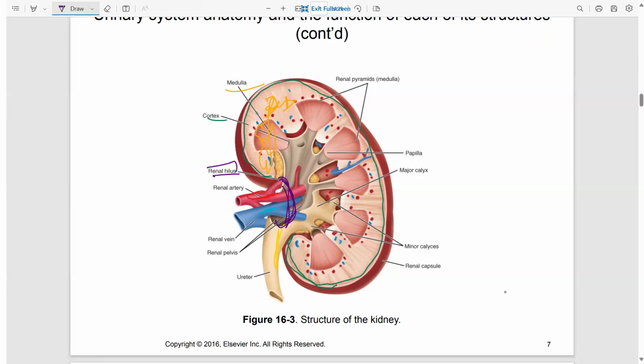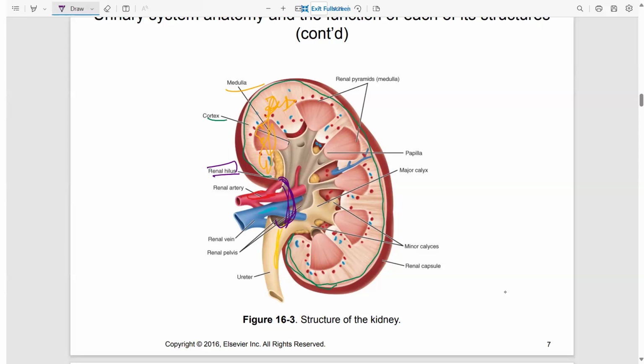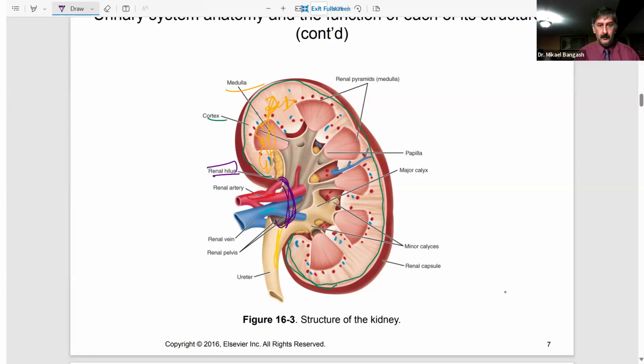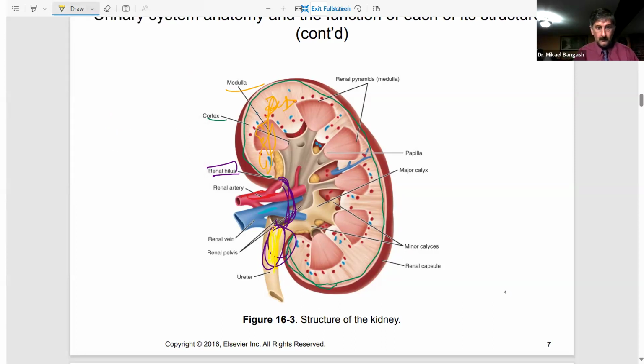So I'm sorry, the renal hilus is where the blood vessel enters or leaves? Yes, because you have an artery that will enter, you have a vein that leaves, right? Okay, thank you. Not only that, you missed the most important fellow here, your ureter. Did that make sense?